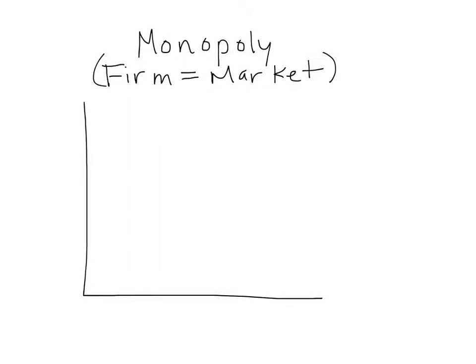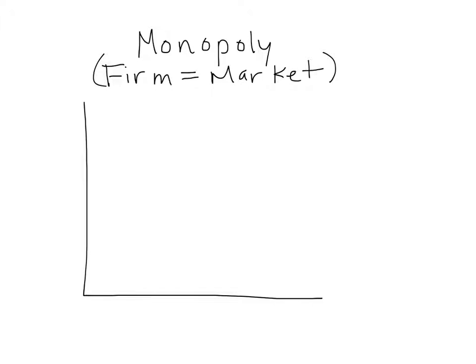This hint will be about your graph for a monopoly. First thing to understand is that a monopoly involves a market where there is only one seller. It's a single seller. So in this case, the firm is actually equal to the market.